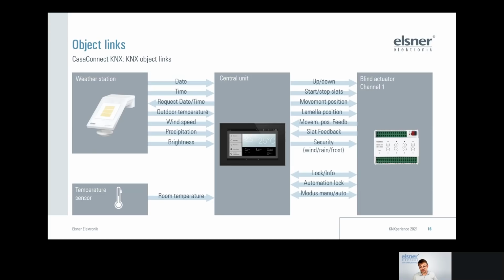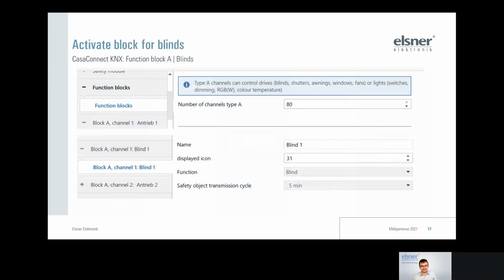The automatic lock enables that no automatic is carried out when individuals are present. The manual automatic mode allows the user to control groups manually. After a predefined time, the CasaConnect will jump back into the automatic mode.